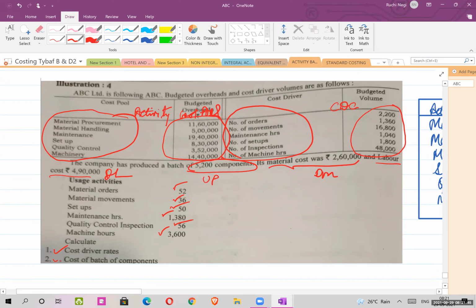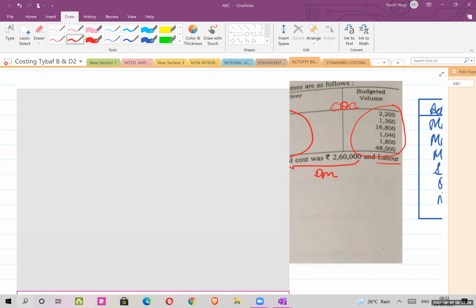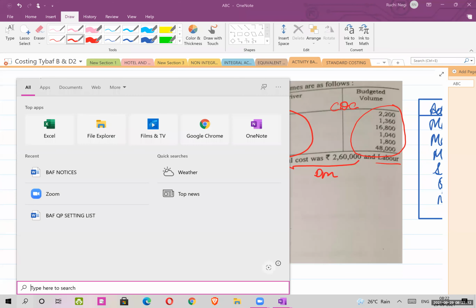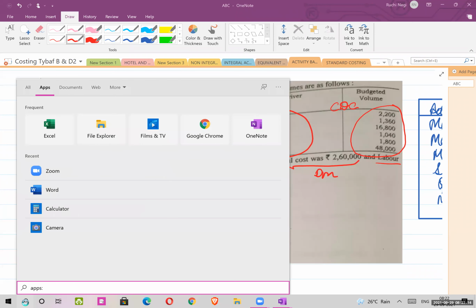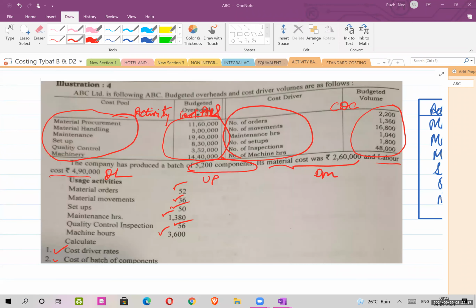Okay, so in short हम क्या कर रहे हैं? We are applying ABC. तो जब हम ABC apply करते हैं तो you all know what do we do, right? We have to first calculate the cost driver rate, and then we have to calculate the total cost or the cost per unit of the product. Is the question clear to everyone? Just acknowledge it in the chat box. Question is clear to everyone? Okay, fine. Thank you.